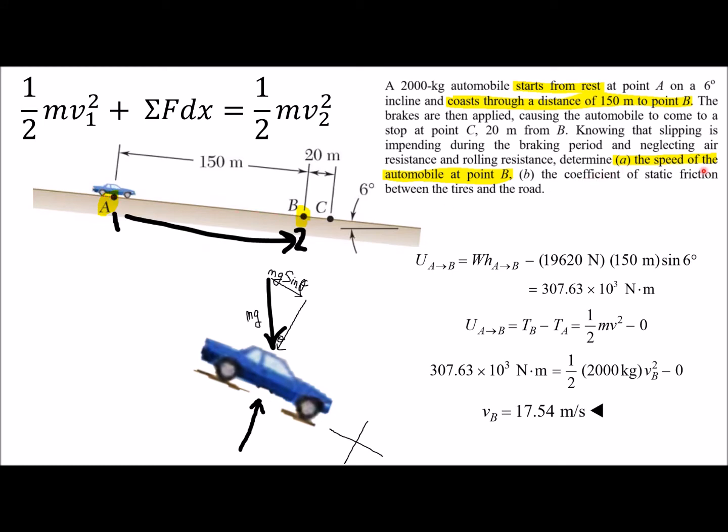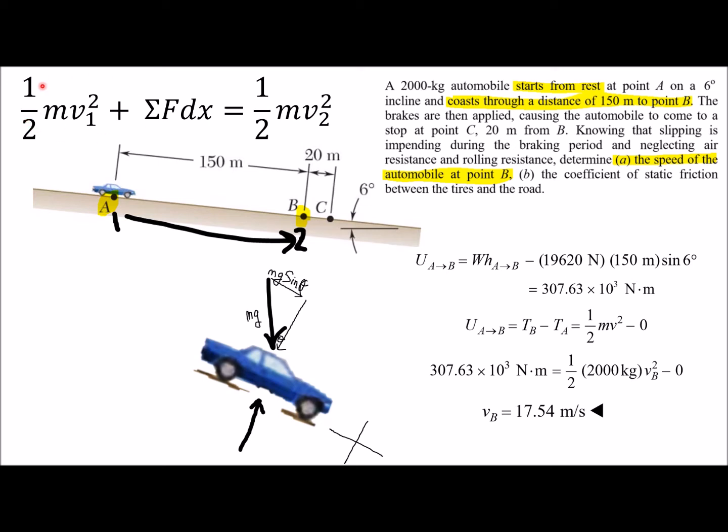So this is part A. We're just worried about finding how fast the car is going at B. Now there's a lot of different ways that we could do this, right? This is a constant acceleration problem, so we could apply our constant acceleration equations, or we can add our forces together and look for energy balance, another way to solve the same exact problem. Energy balance is probably going to be the easiest way to solve this kind of problem.